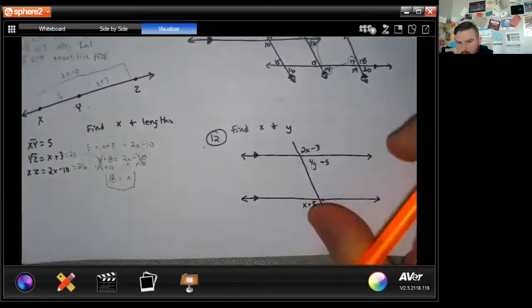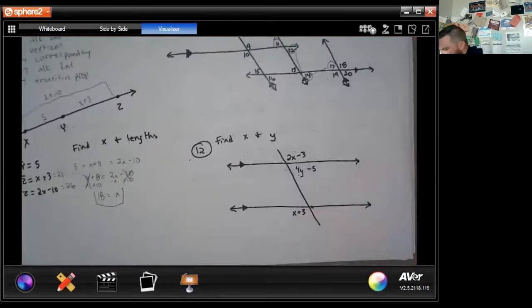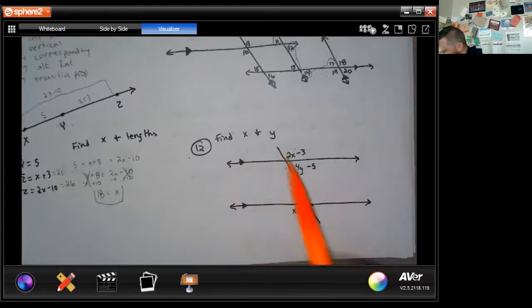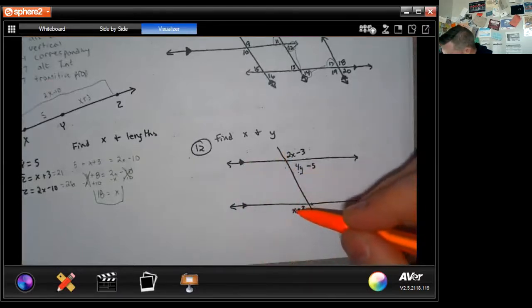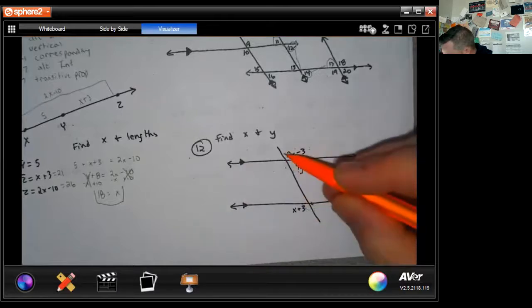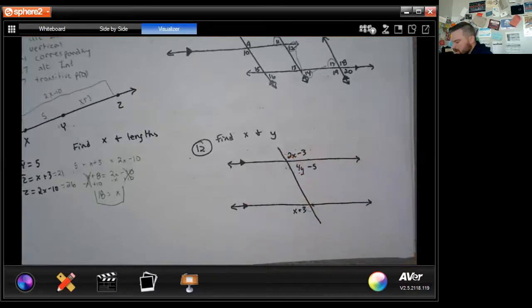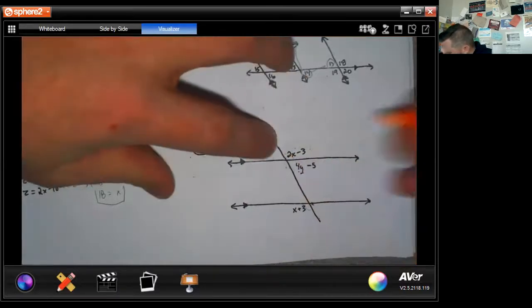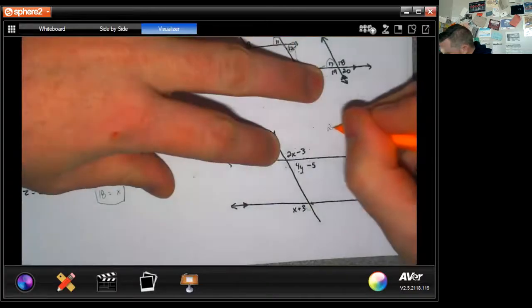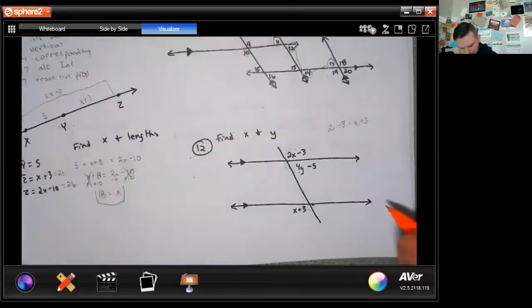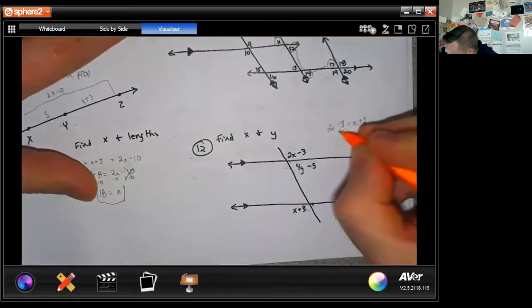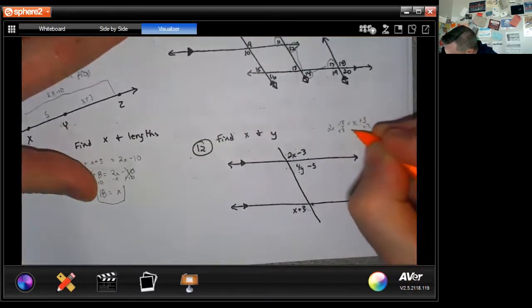All right, number 12. Find x and y. So we've got parallel lines and our transversal. So let's figure out x. So I've got this angle here and this angle here. Those are alternate exterior, and alternate exterior angles are congruent. So you have 2x minus 3 equals x plus 3. So we're going to add 3 and subtract x. So x equals 6.